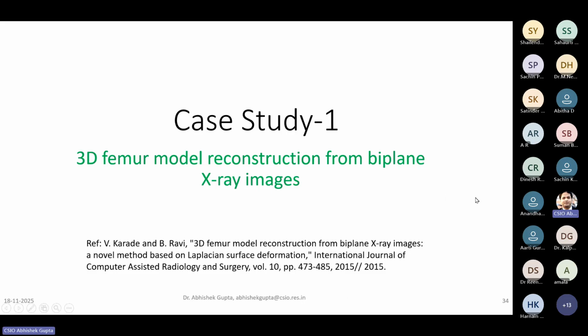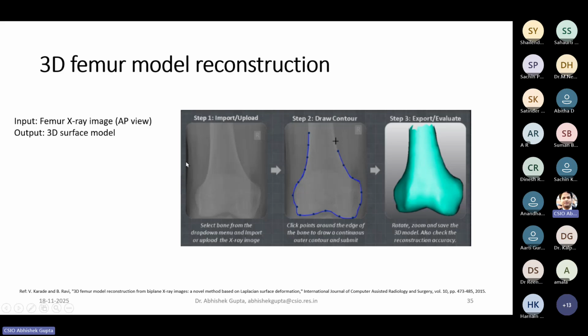This case study was done by IIT Bombay, and I am referring to that case study. They have created a small tool that is based on only one X-ray. You input one femur bone image, and then you have to manually trace the contour over here, and after tracing the contour, it shows you the 3D surface image. It is not a volumetric image, just a surface image, like you can see here.